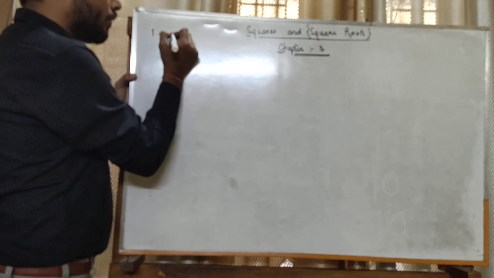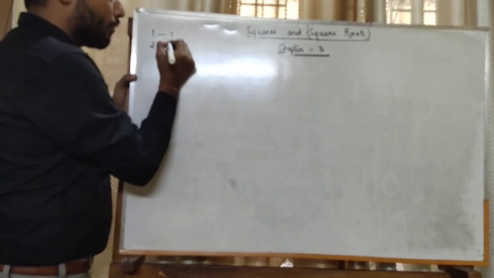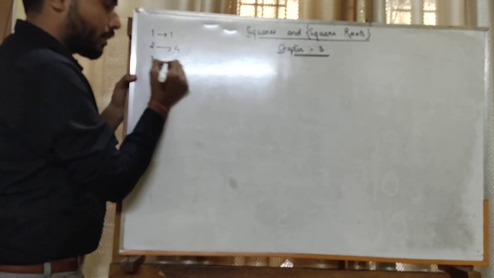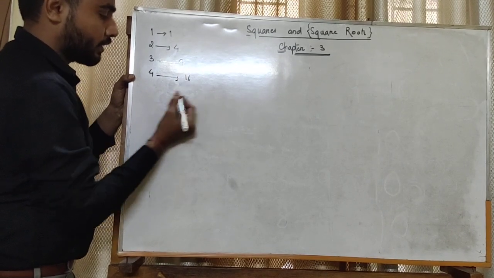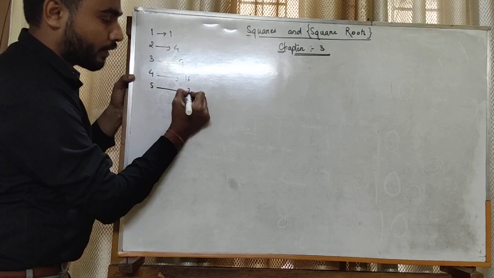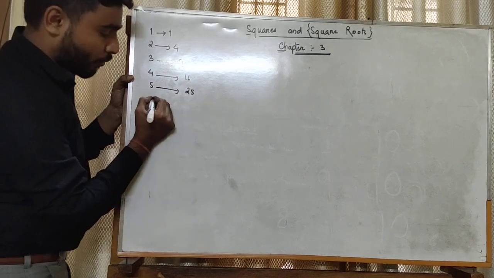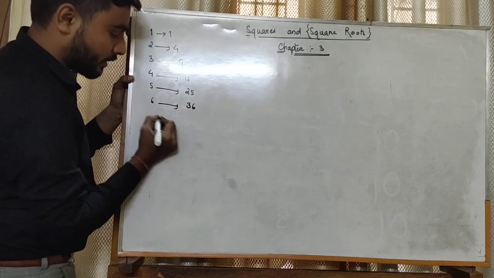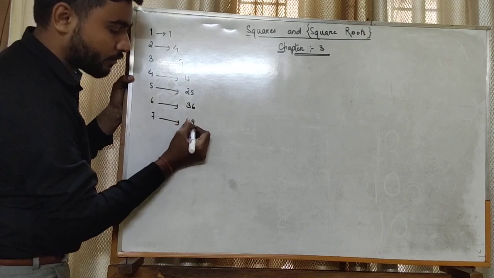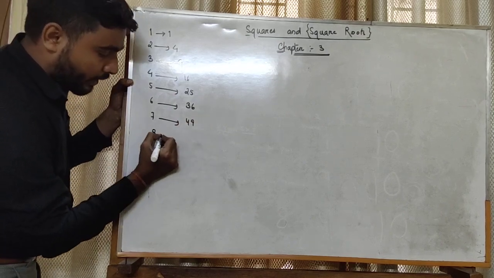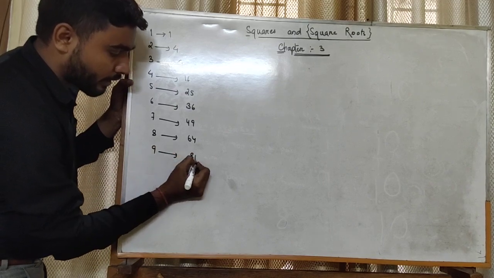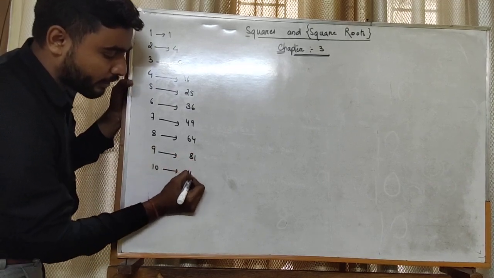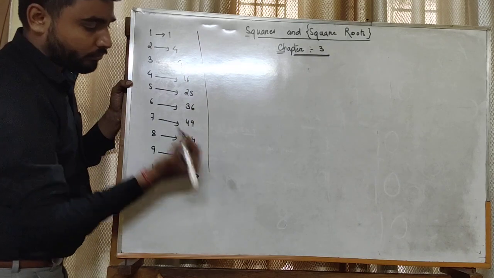Square of 1 will be 1, square of 2 will be 4, square of 3 will be 9, square of 4 will be 4 into 4, 16, square of 5, 5 into 5 is 25, square of 6, 6 into 6 is 36, square of 7, 7 into 7 is 49, square of 8, 8 into 8 is 64, square of 9, 9 into 9 is 81, square of 10, 10 into 10 is 100, and so on.